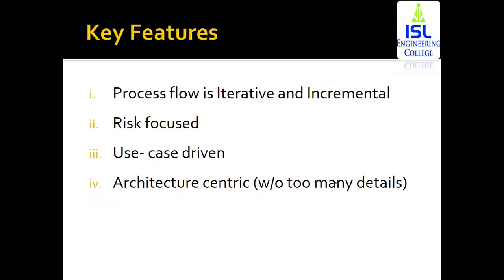Now, coming to the key features of the unified process model. The first feature is that the process flow is iterative and incremental. Iterative means it repeats a few steps to complete a particular task. Whereas incremental means you deliver the basic software, and then you keep on adding increments, that is, you keep on delivering the increments.